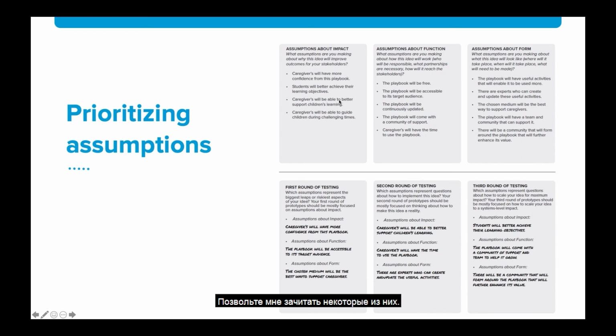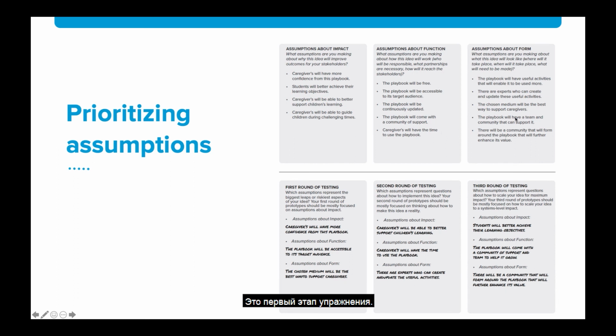Let me read some of these to you. Assumptions about impact. For example, we believe that caregivers will have more confidence from having this playbook, or that students will better achieve their learning objectives. These are some assumptions about impact. About function, well, we believe the playbook should be and will be free and will be accessible to its target audience. And the playbook will also be continuously updated. These are assumptions about function. Finally, we have assumptions about form. We might say that the playbook will have a team and a community that can support it, for example.